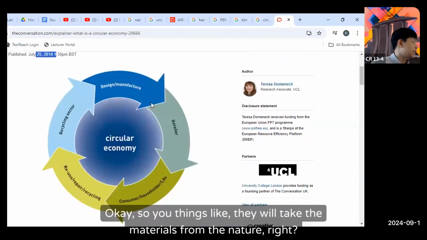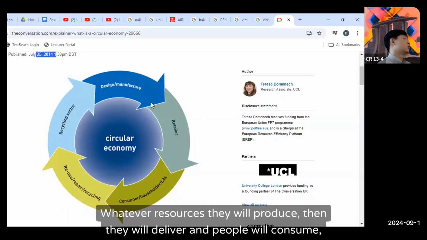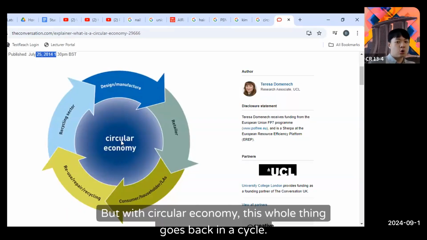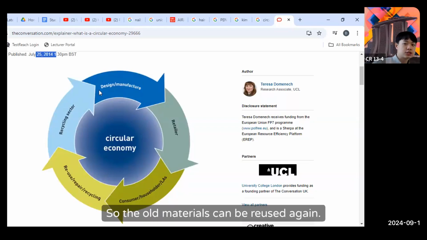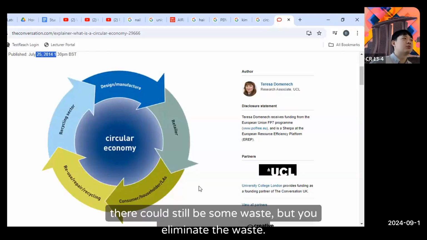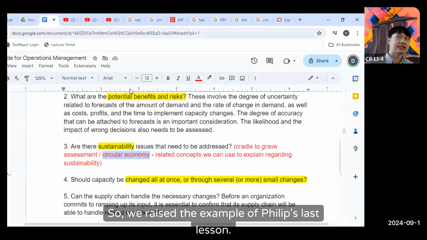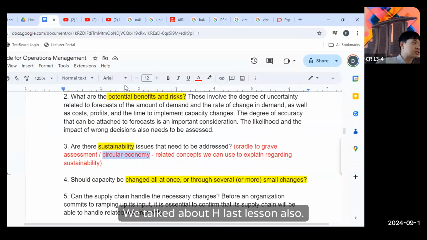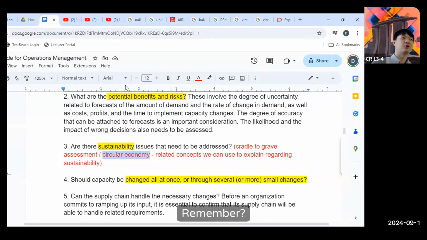So they take the materials from nature, whatever resources, then they produce, then they deliver, and people consume. But with circular economy, this whole thing goes back in a cycle. So the old materials can be reused again. There could still be some waste, but you eliminate the waste. We raised the example of Philips last lesson. We talked about H&M last lesson also. Remember? What does H&M do?